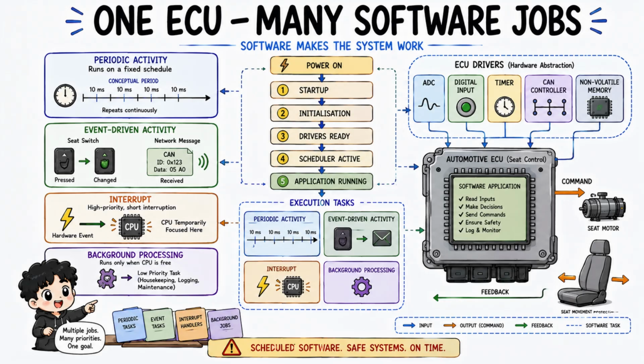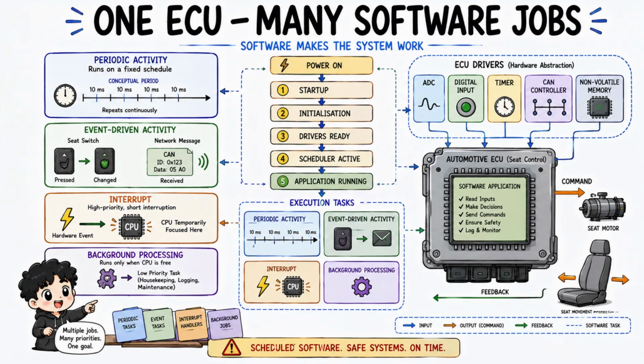Start with power on. When electrical power becomes valid, startup software prepares the microcontroller for controlled execution. Depending on the project, this can involve establishing the clock configuration, initializing memory, preparing selected hardware units, and transferring control into the main software environment. The ECU must then initialize its required drivers and services. A driver provides software-controlled access to a hardware resource, such as a digital input, analog-to-digital converter, timer, communication controller, or non-volatile memory device. Higher software should not repeatedly manipulate every hardware register without an organized interface.